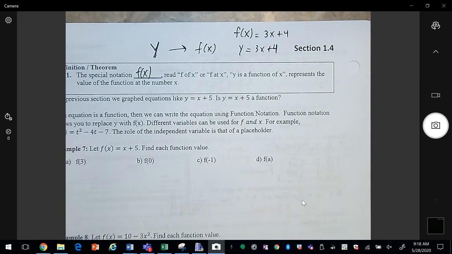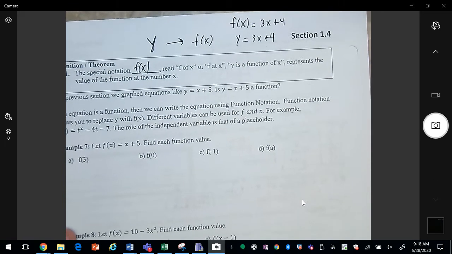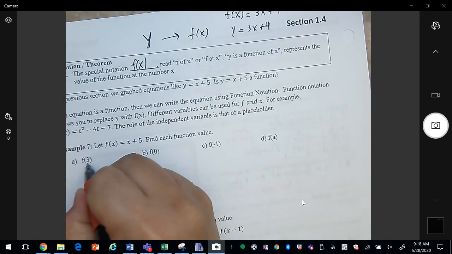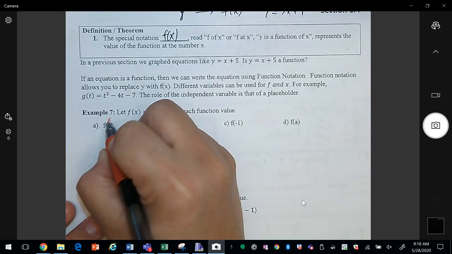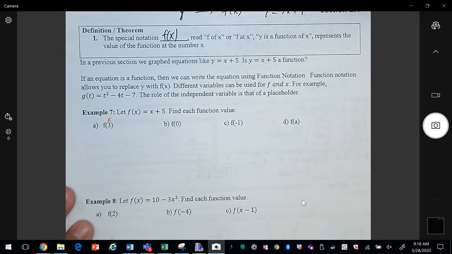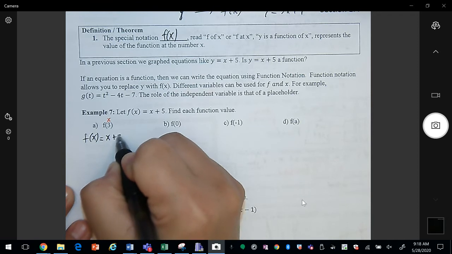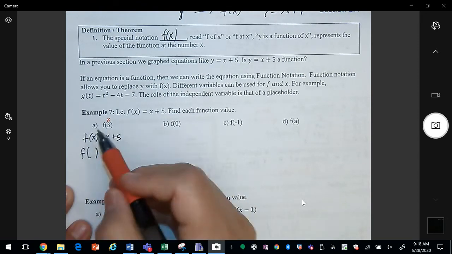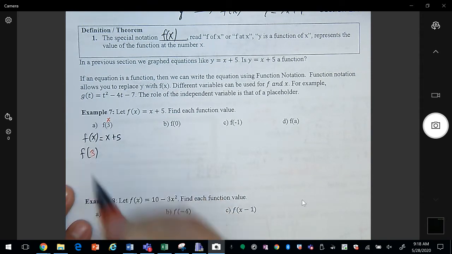So how do we work this out? What we want to do is evaluate the function. So what you want to consider here is that the number in the parentheses is representing your x that's taking the place of x. And so if we want to evaluate f of x is equal to x plus 5, then anywhere that you see this x, you're going to replace it with the number in the parentheses, in this case 3.